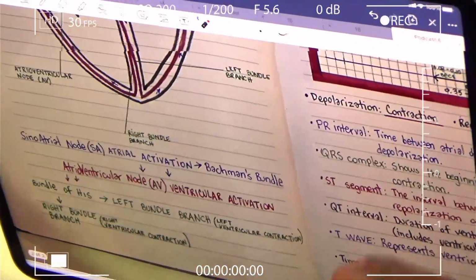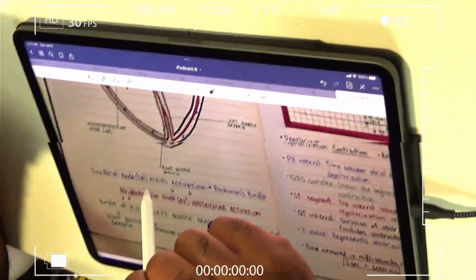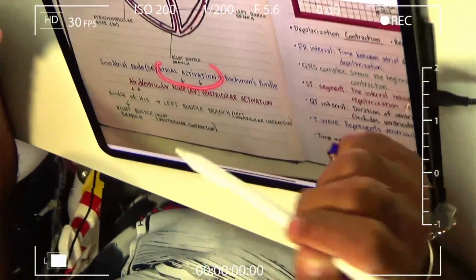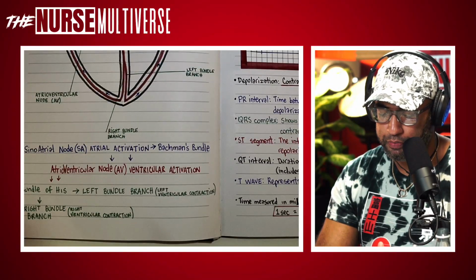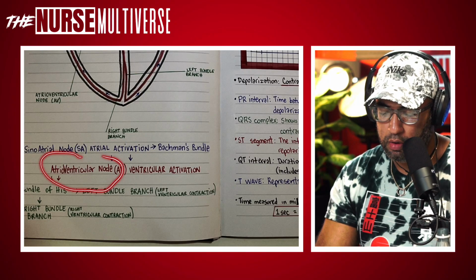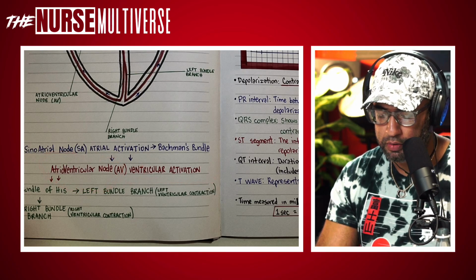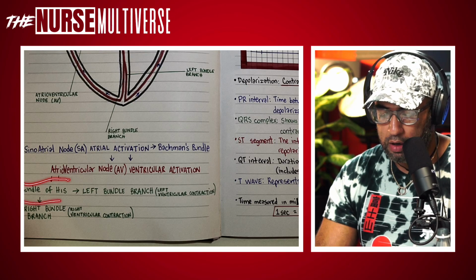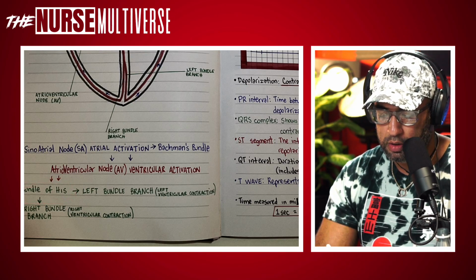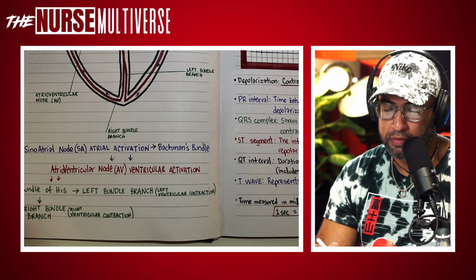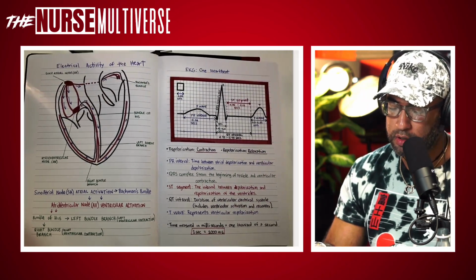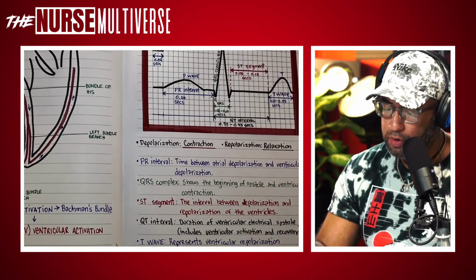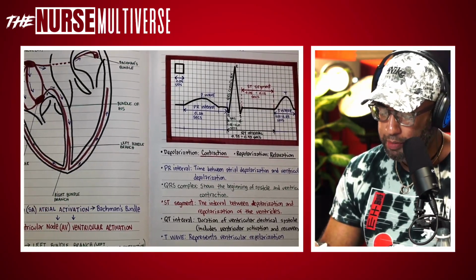So we're going to cover it real quick. The sinoatrial node, or SA, controls atrial activation with the Bachmann bundle. The atrioventricular node controls the ventricular activation, follows down to the bundle of His, which divides into the left bundle branch and the right bundle branch. Easy terms. Now we're going to be talking about one heartbeat. What happens in one heartbeat?